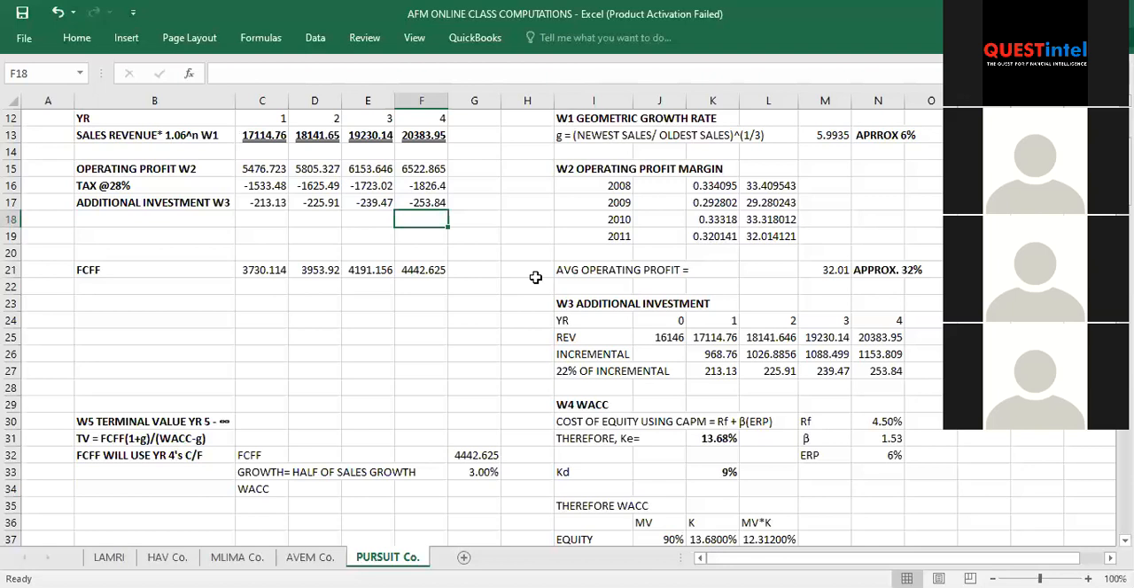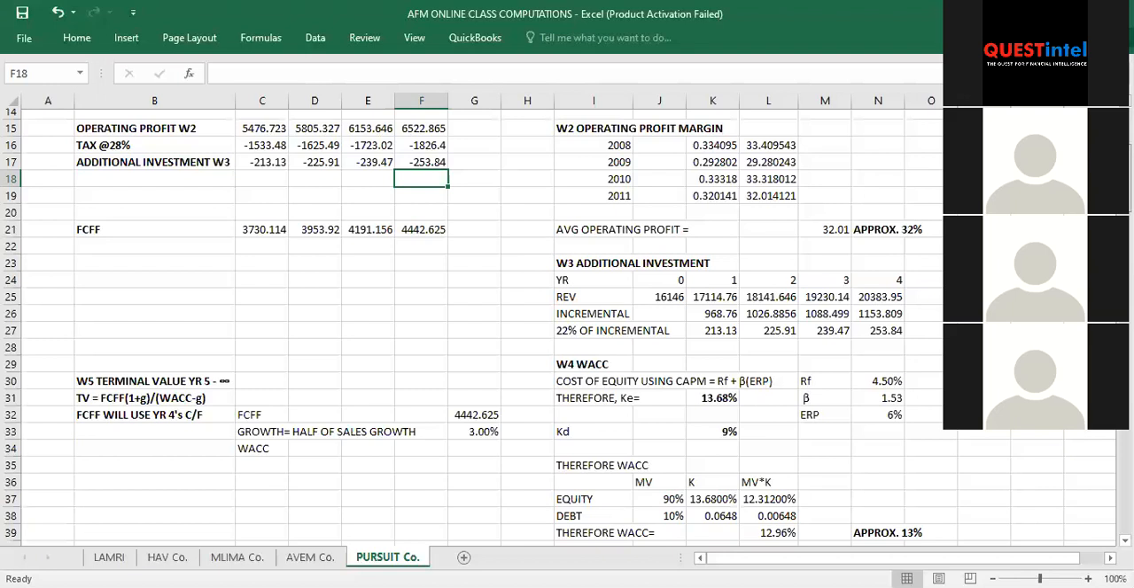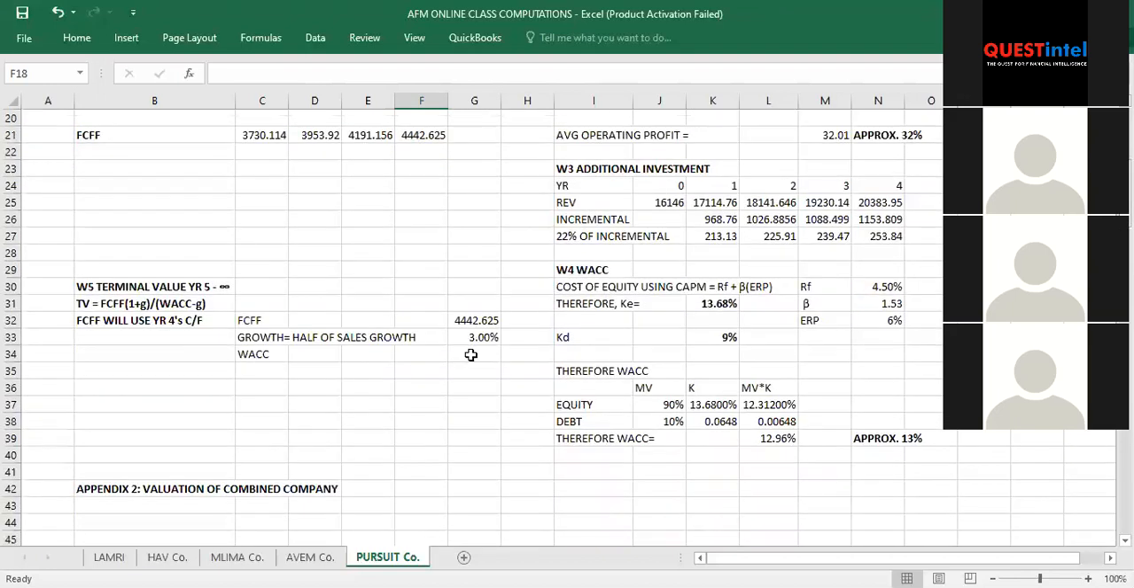Okay, so we can move on. Nebi, is that the same thing you are looking at? Yeah. Okay, all right. So work now.